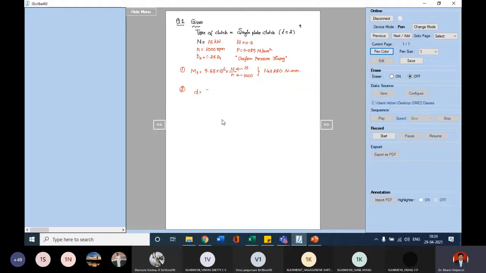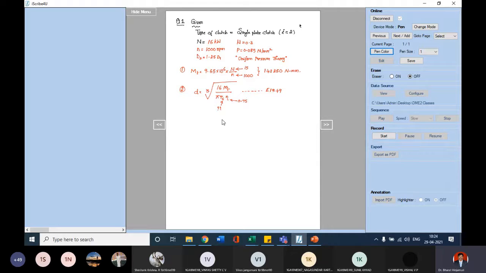Now I'll go with the equation for D. To find D, I'll write the equation: cube root of MT divided by pi tau s. There is no point in seeing the data book, it is a very simple equation. Whenever you take the equation from the data book, you mention the equation number 19.49. Now in this case, MT you know, but tau s we do not know because he has not mentioned the shaft material.